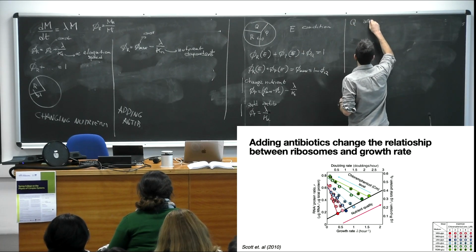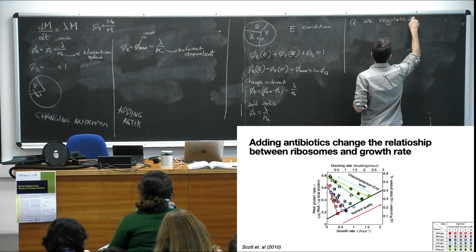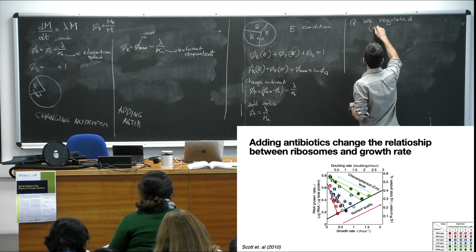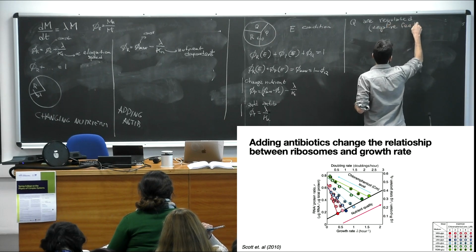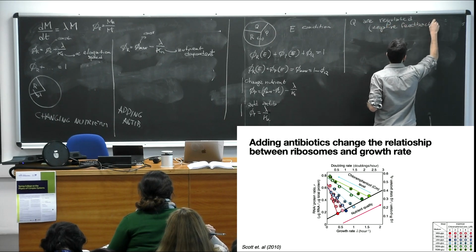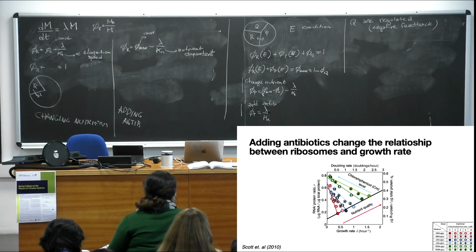Okay? So the idea is that Q is regulated. There is some negative feedback that always pushes this Q, whatever proteins are part of this slice of the pie, to the same value. Otherwise, you add one nutrient, you mess up with things, you will have different values. Okay?